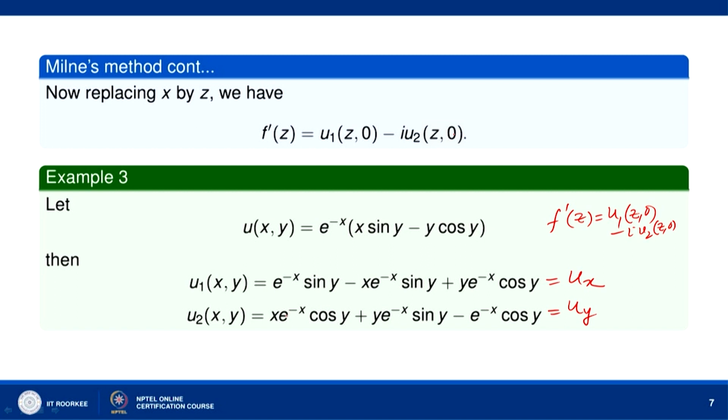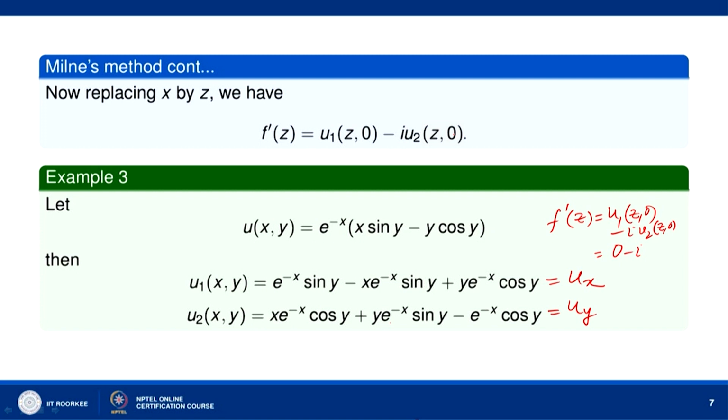So, in this expression, replace y by 0 and x by z. What do we get? u1 z0 is e to the power minus z into sin 0, which is 0, and here also we have sin 0. So, it is 0, here y is 0. So, this is also 0. So, u1 z0 equal to 0, and then minus I times u2 z0 is what?